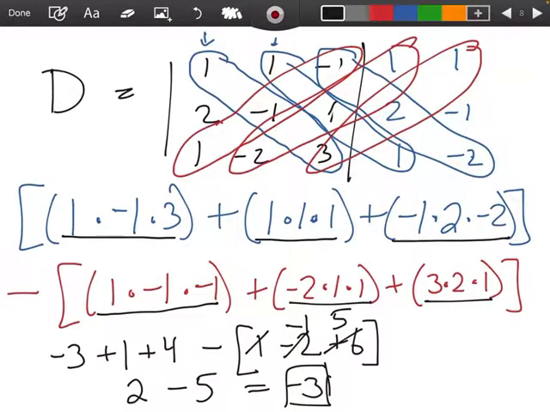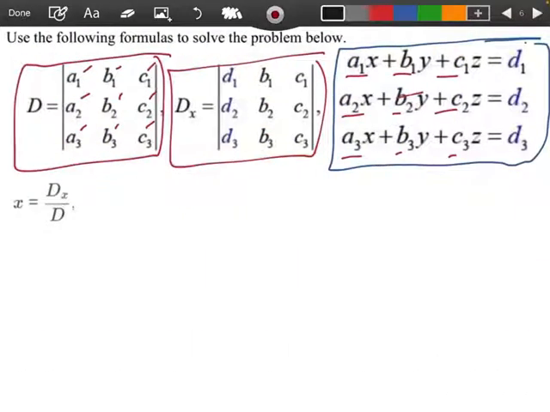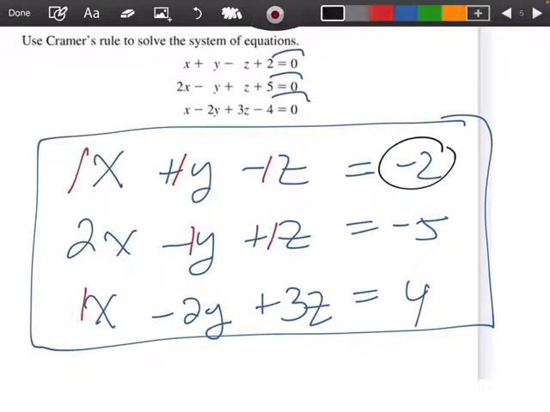Okay, now we're going to find another determinant. We're going to find a determinant Dx, and I want to show you what Dx looks like. So Dx right here, I want you to notice, y'all, instead of the a numbers, we have these d numbers. Those are the numbers that were on the right side of my equal sign. So my first column is going to have these numbers right here. So look, let me come back here. Look at my column, -2, -5, and 4.